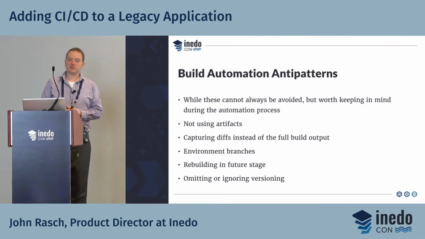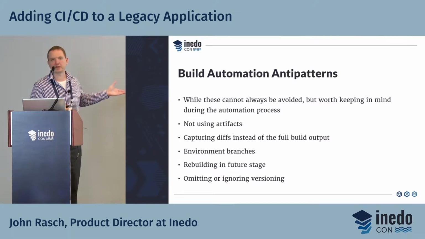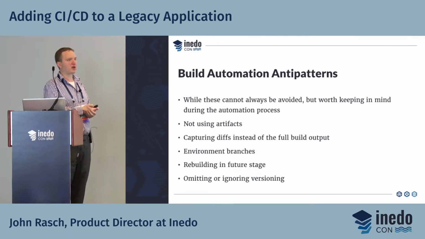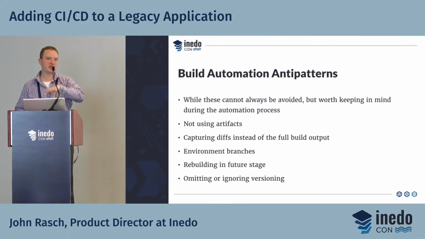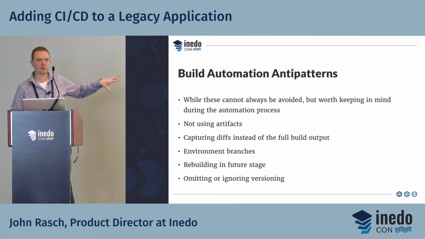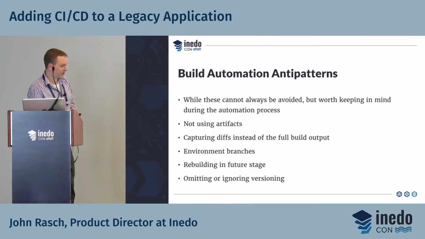Environment branching, there are reasons to do that, like if you want to do a smoke test of a dev build or something, and it takes maybe 1/10 the time. You could do something like this, but what you should try to avoid is building on a dev branch and then building on a separate QA branch and then going straight to QA, skipping the first part of the pipeline, which is rebuilding in a future stage. And then omitting or ignoring versioning. It's so simple now, you could just include another file with your build output that indicates what version it is, and of course you could stamp a binary. That's probably the easiest way to do it.